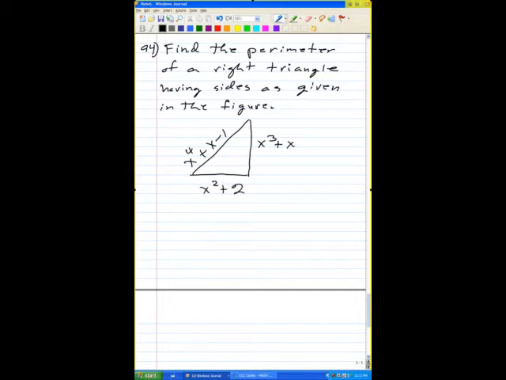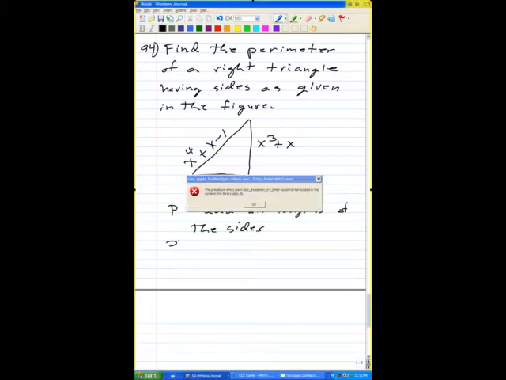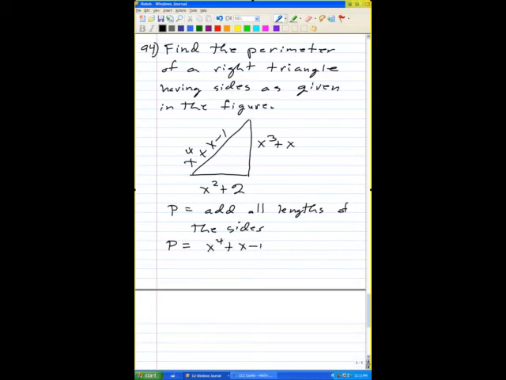So I want to find the perimeter. To find the perimeter, I'll just add all the lengths of the sides. So let me do that. I'll do x to the fourth plus x minus 1. I'll add to that x cubed plus x. I'll add to that x squared plus 2.